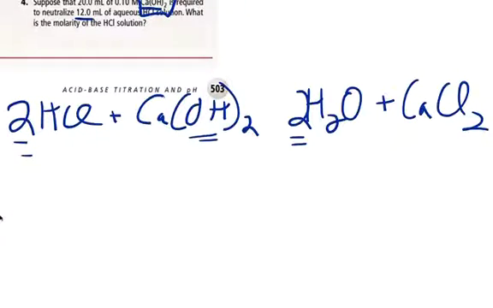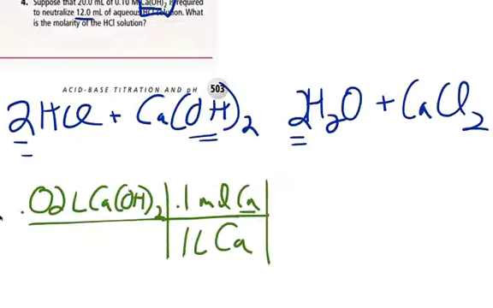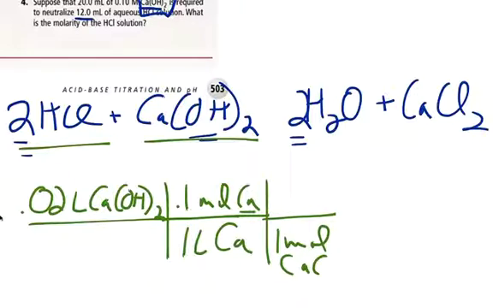We'll start with what we have. We have 0.02 liters of our calcium hydroxide is what we used. The concentration of that calcium hydroxide, again, I'm going to put the moles on top. I won't be tricked this time. 0.1 moles of our calcium compound. I'm just going to write calcium in 1 liter of the calcium solution. Now at this point, again, the ratio is 1-to-2. 1 mole of our calcium hydroxide solution, I have room so I'll write it out, is going to react with 2 moles of our HCl solution.